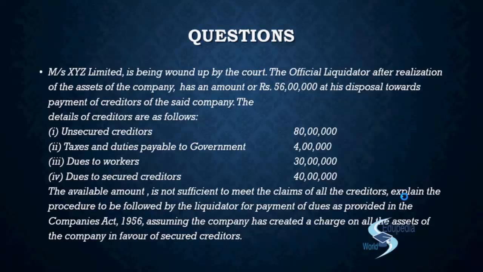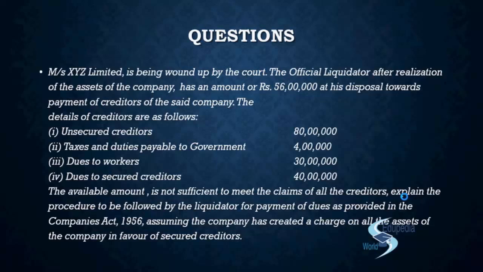Then again you go on to write what is the order of the payment of liability. First is the overriding preferential payment, then is the cost and expense of winding up, then is the preferential payment under section 530, then is the creditors secured by floating charge, and then the unsecured creditor. You will number it 1, 2, 3, 4, 5, right?